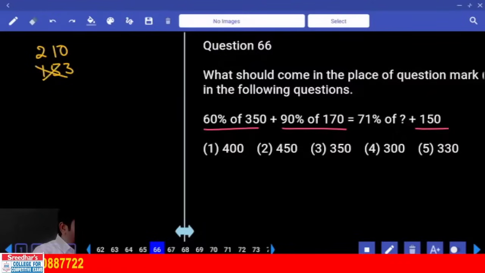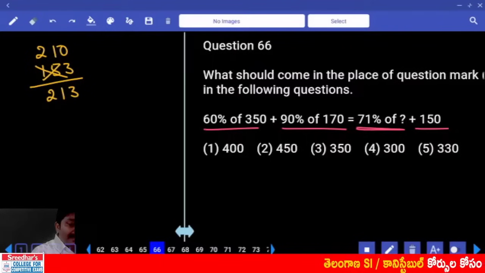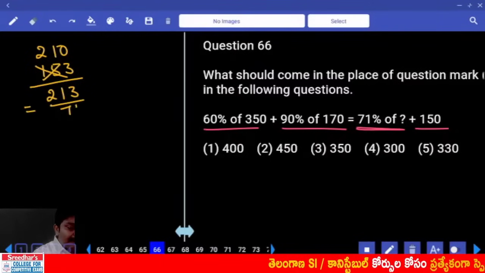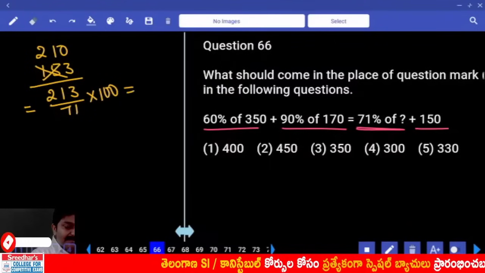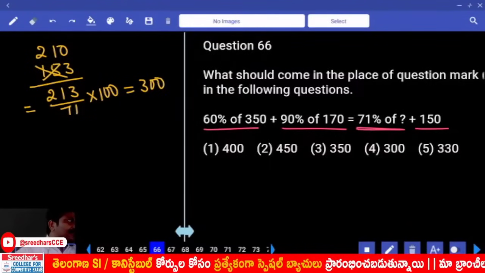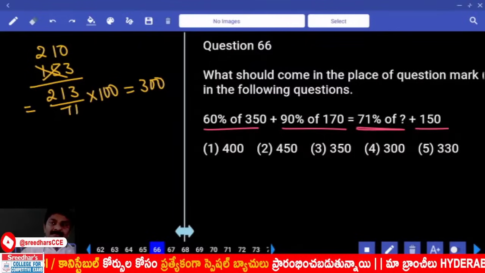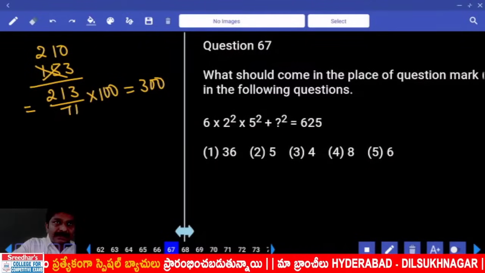Let me take 150 here. This will be equal to 213, which is equal to 71%, right? Then 1% value is equal to by 71. 100% will be into 100. 71 3 times into 100, answer is 300. Done.